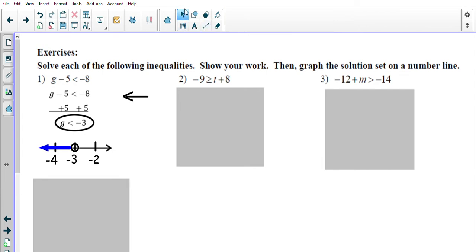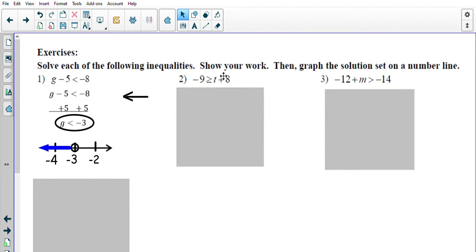All right, let's take a look at number 2. It's a lot of examples, but I do want you to write these down so when we come back together for our live session tomorrow, we'll be able to practice this together, and hopefully you'll have a pretty good base knowledge of it already. So negative 9 is greater than or equal to t plus 8.